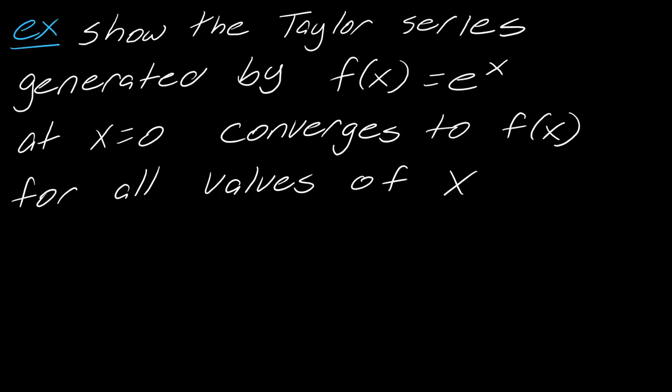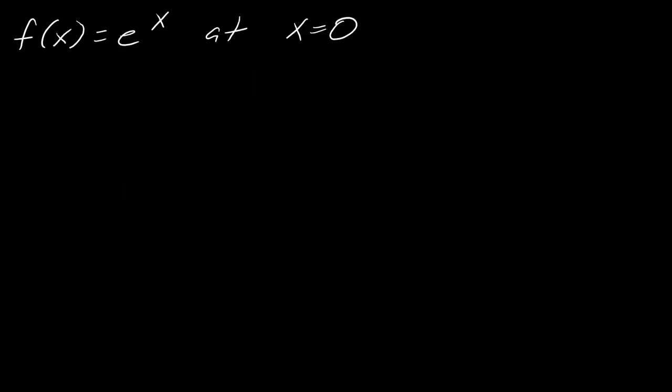Okay, so we're going to show that the Taylor series generated by f of x equals e to the x at x equals 0 converges to f of x for all values of x. So we're going to explore a little bit with the error and how to play around with it. So let's first start with our Taylor series.